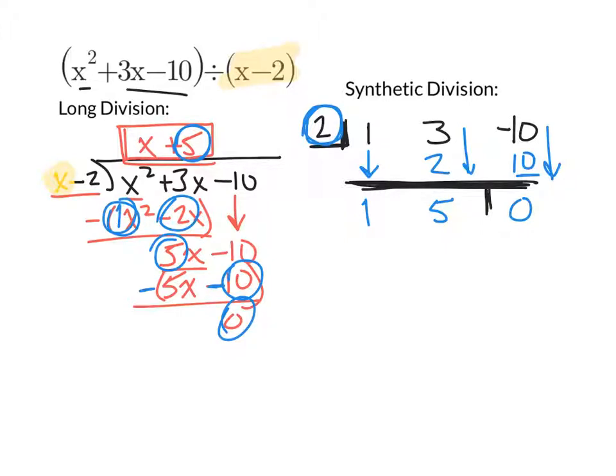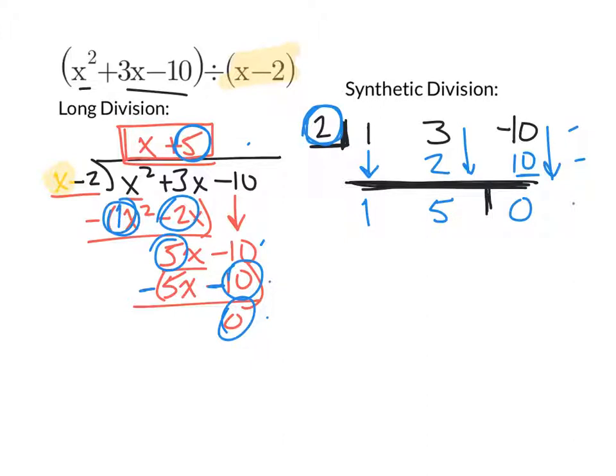Looking overall, we see that long division, in this example, took 1, 2, 3, 4, 5, 6 lines in our notebook. Synthetic division will always take 3. Long division, if the polynomial is bigger, is going to take even more steps. But lastly, we do need to get our answer out of our work.